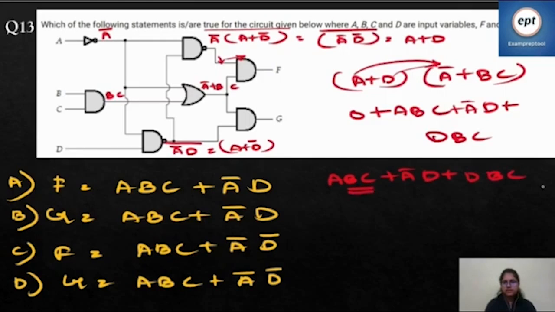Now here you can see that we can take this common: BC plus A plus D, and here A bar D. So this is the final expression which is coming. Now let's minimize this using K-map. I am showing you a rough diagram of how the K-map will be.